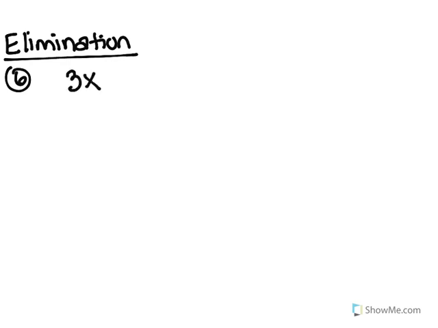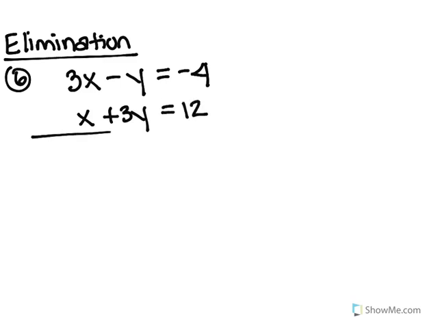We have 3x minus y equals negative 4, and we have x plus 3y equals 12. Now, this is not a rule. This is just a habit. When I do elimination, I like to put my equations on top of one another so I can manipulate or change my equations easily. Sometimes it's easier to see when your x's are stacked on top of each other and your y's are stacked on top of each other.